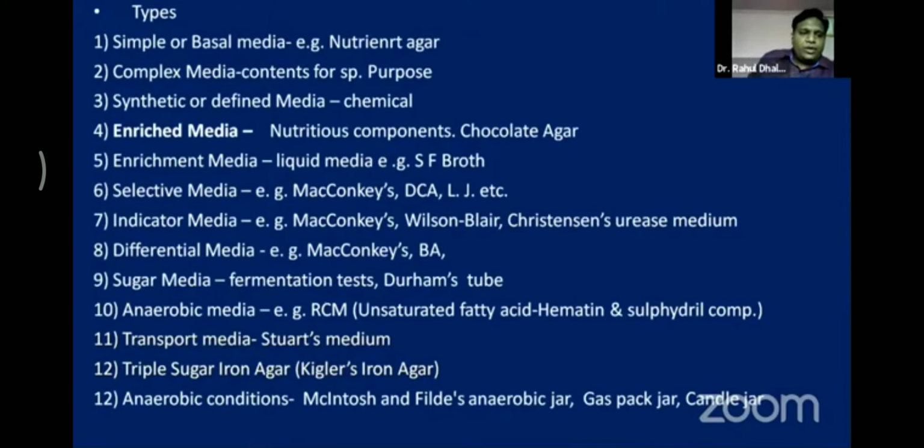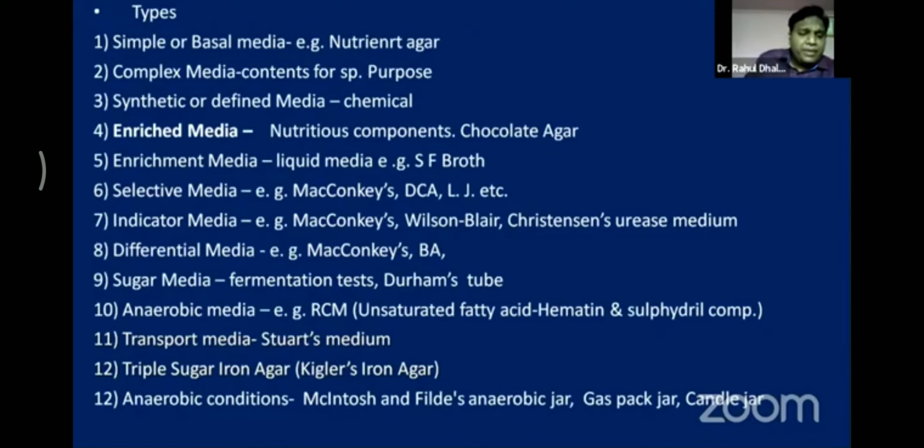Enrichment media are used to get a high yield of an organism in liquid broth or liquid medium and suppress the growth of other organisms. Only the specific organism will grow, called an enrichment medium. Example, selenite F broth. Then selective medium, selected for a special group of bacteria, like MacConkey agar, used for gram-negative bacteria.